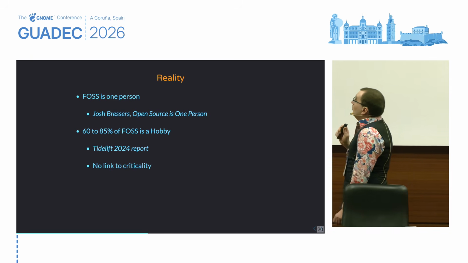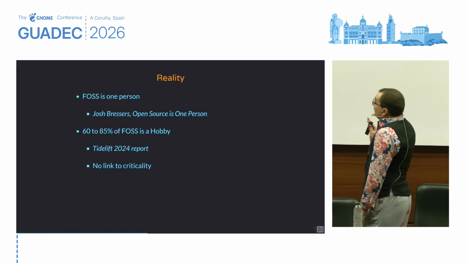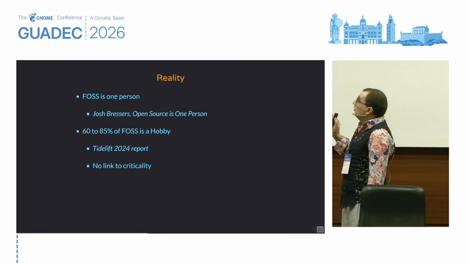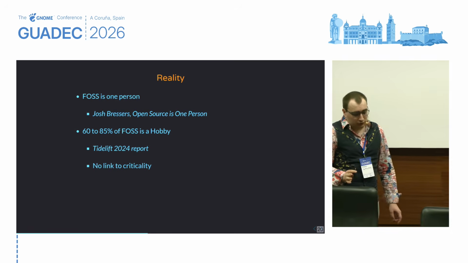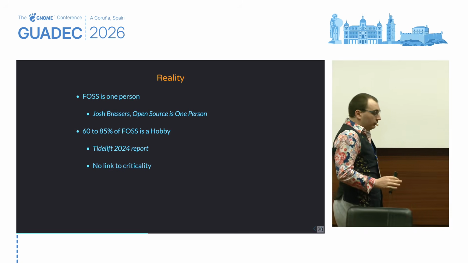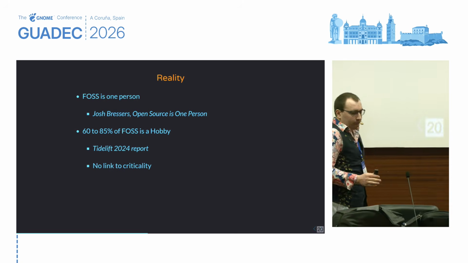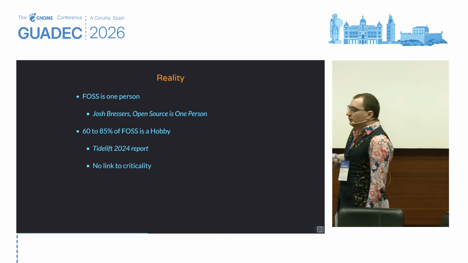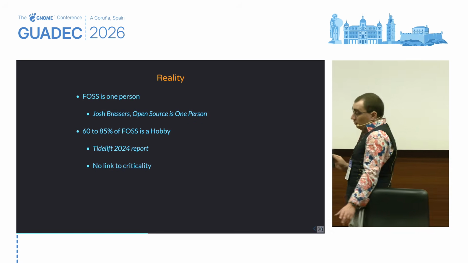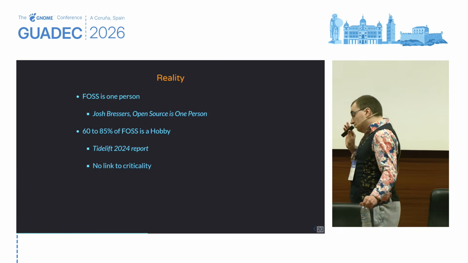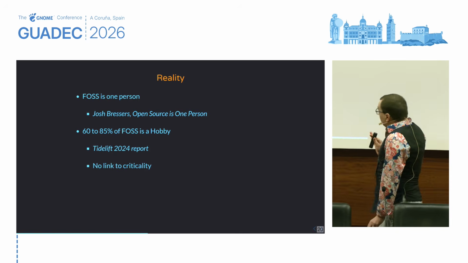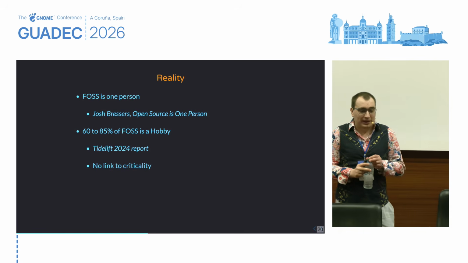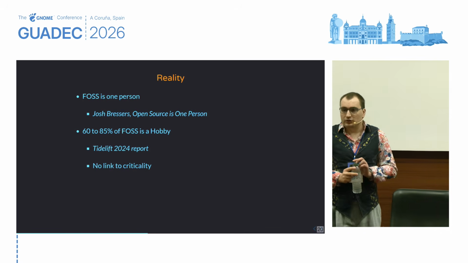Okay, so what that means is that not only is it one person, which already points to the idea a bit, but we do know that 60 to 85% of free open source software, depending how you count, is a hobby, which means it's done by someone that is not paid, or paid a really, really small amount, to work on it. We have not found in any dataset a link between the criticality of the package or library and the fact that the person is paid.